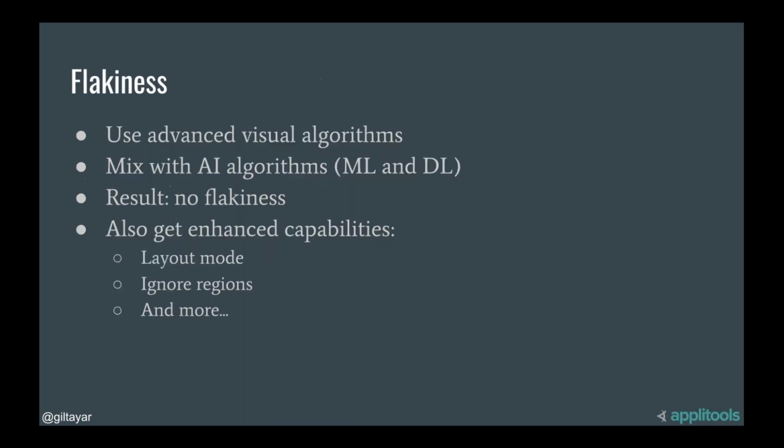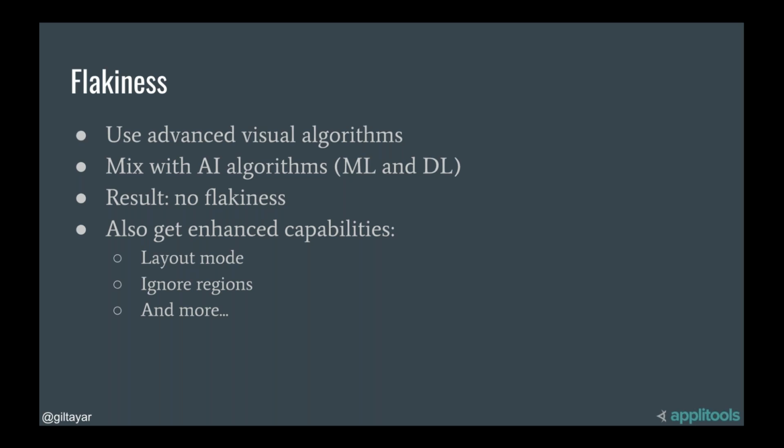What about flakiness? Here come the smart people. Fortunately, today we have solutions where diffing looks not at the images, not at the pixel level, but at the human eye level. It looks at the images as a human eye would, ignoring those little differences just like a human eye would do. And the way we do that is with the new AI algorithms. We use advanced visual algorithms, and we mix them with machine learning and deep learning to get the result: no flakiness, no false positives, because it's looking as a human eye would.